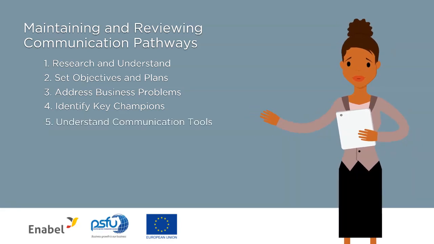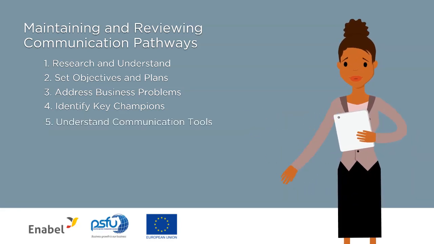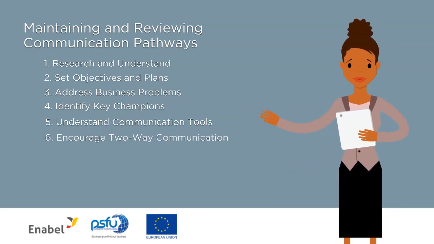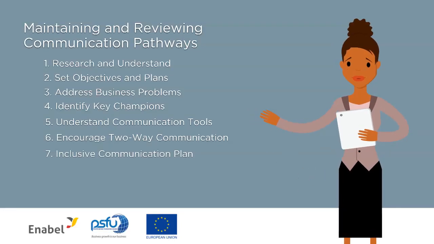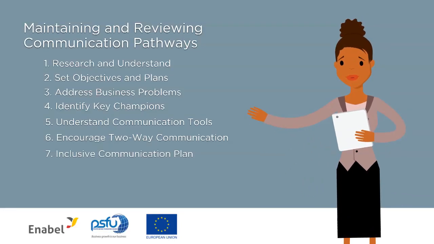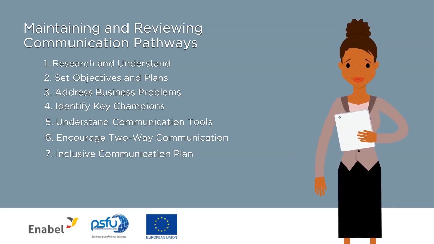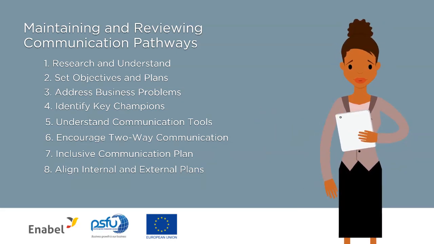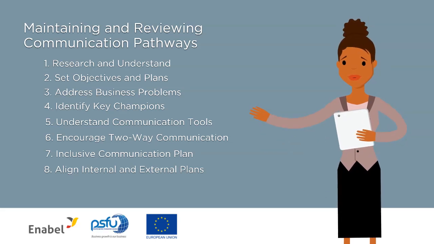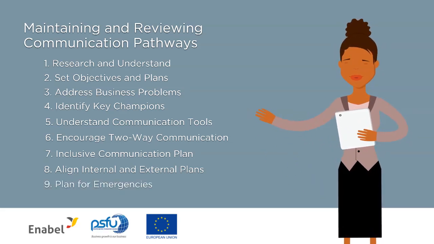5. Understand communication tools. Assess and understand available tools for effective communication. 6. Encourage two-way communication. Feedback is essential to keep pathways live and active. 7. Inclusive communication plan. Ensure the communication plan caters to the interests and differences of every employee. 8. Align internal and external plans. Keep internal and external communication plans in sync. 9. Plan for emergencies. Have contingencies and disaster plans in place.